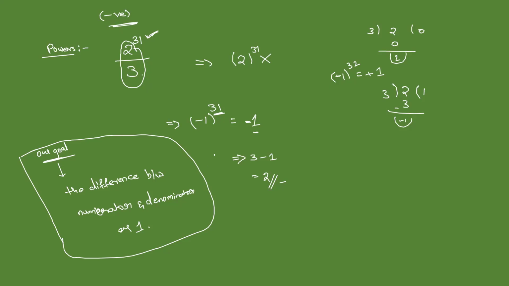So please be careful. Always we will try our best, not just try. Definitely we need to write the difference between numerator and denominator as 1. Then only we can find the final answer. Otherwise, we cannot. For example, I will give you one more example. What is the remainder when 2 power 36 is divided by 7? This is the question.